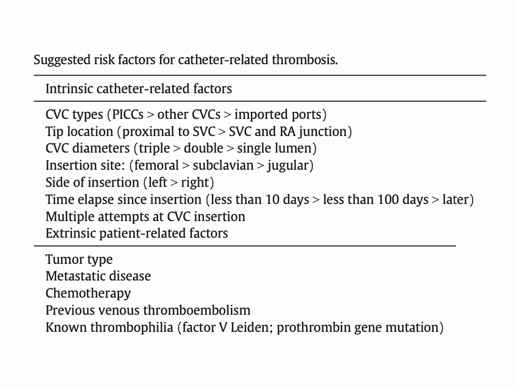Duration of catheterization, multiple CVC or catheter insertion attempts, and extrinsic patient factors like cancer are all impactful against catheter-associated thrombosis. Tumor type, metastatic disease, chemotherapy, previous thromboembolism history, and known thrombophilia, whether it be through factor V Leiden or prothrombin gene mutation, have all been shown in the literature to impact catheter-associated thrombosis.